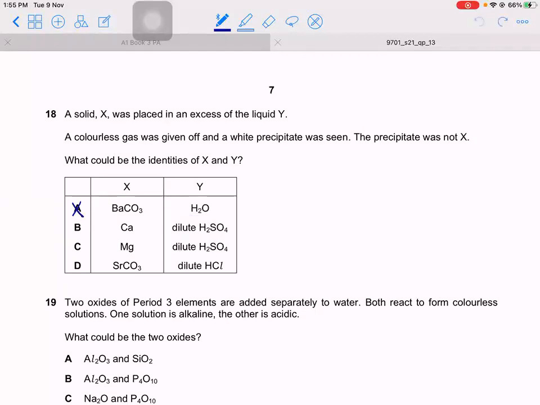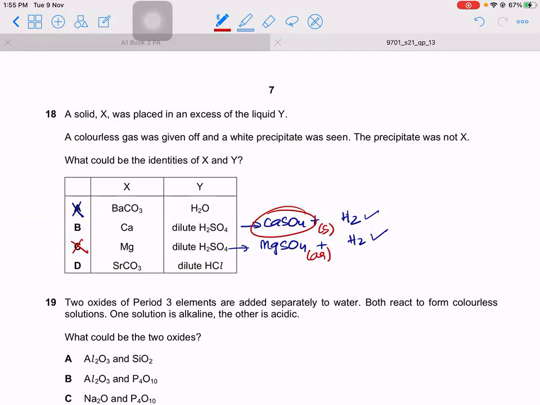Calcium to sulfuric acid. When you add metal to acid, what will you get? Salt and hydrogen gas. Metal and acid gives salt and hydrogen gas. They are saying colorless gas is given off. Yes. White precipitate was seen. Is magnesium sulfate a white precipitate? No, it is not. Is calcium sulfate a white precipitate? Yes, because as you go down the group, the sulfates' solubility decreases and they become precipitates. So this is a precipitate, this is aqueous.